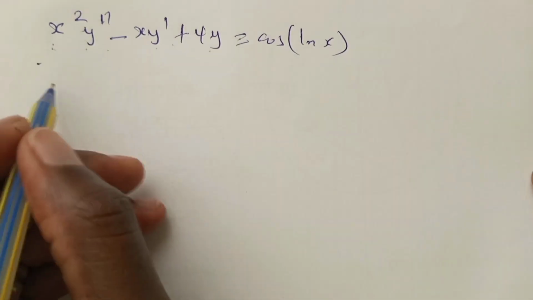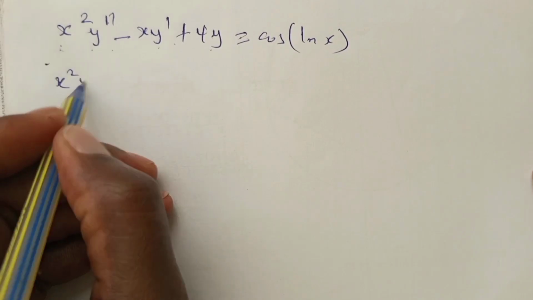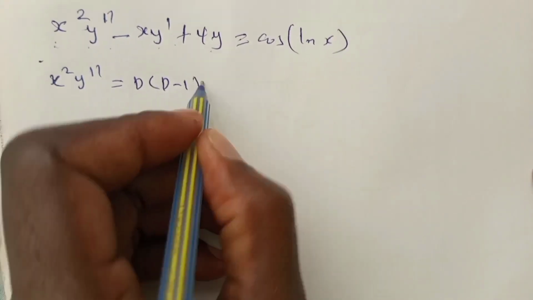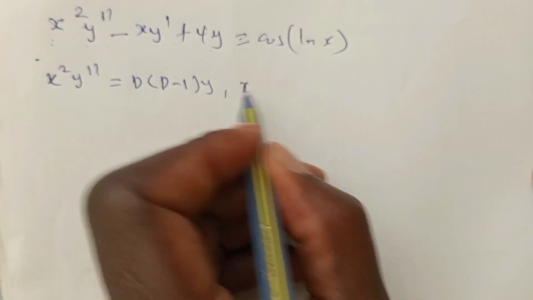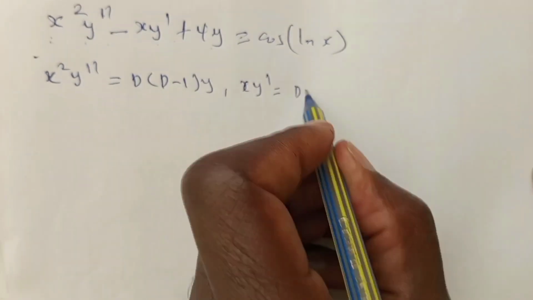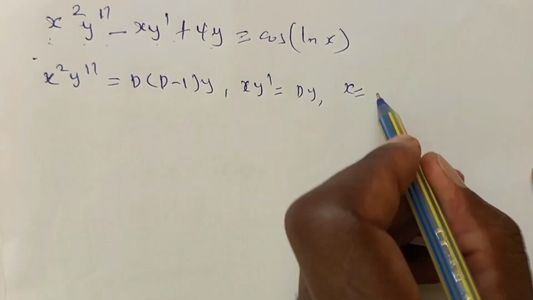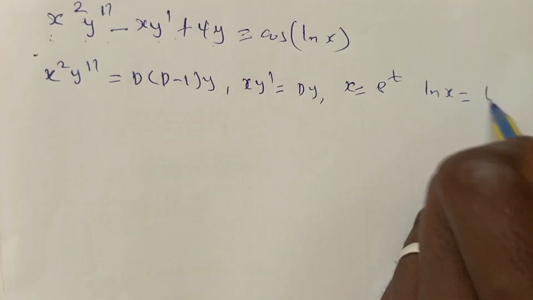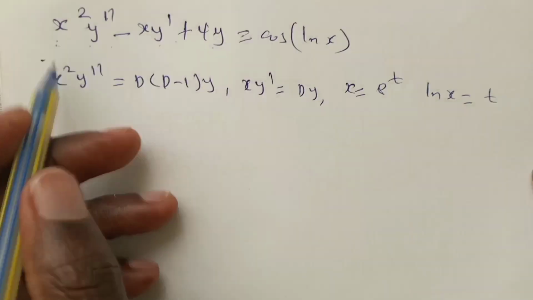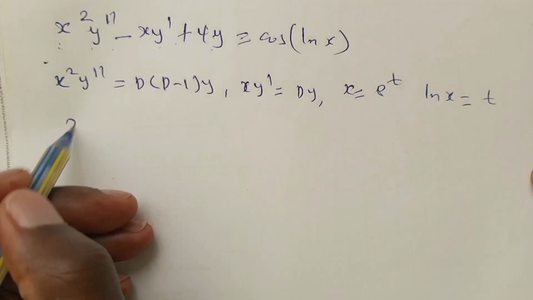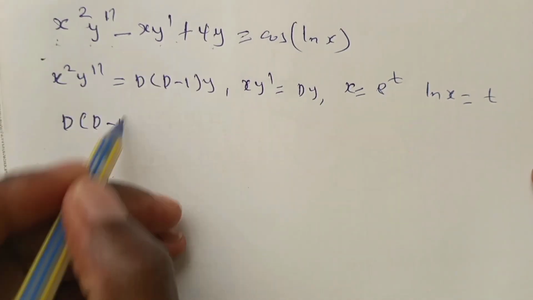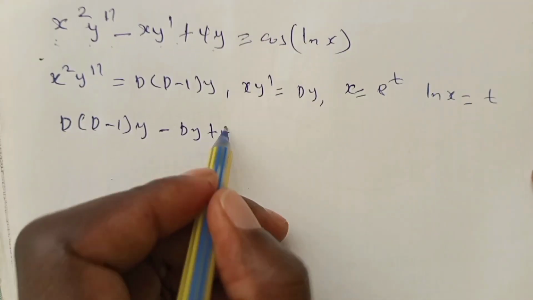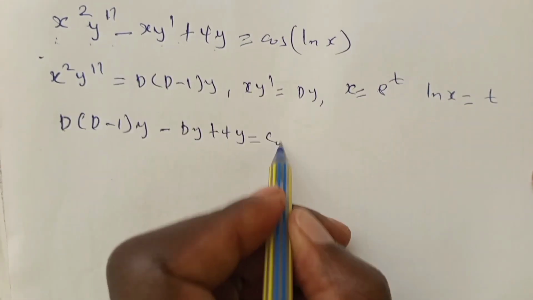To do this, we are going to let x squared y double prime be equivalent to D into bracket D minus 1, y, and xy single prime to be equal to Dy, then x to be equal to exponential t, so that now we have natural logarithm of x is equal to t. So we make this substitution here so that our ODE now becomes D into bracket D minus 1, y, minus Dy plus 4y is equal to cos of t.